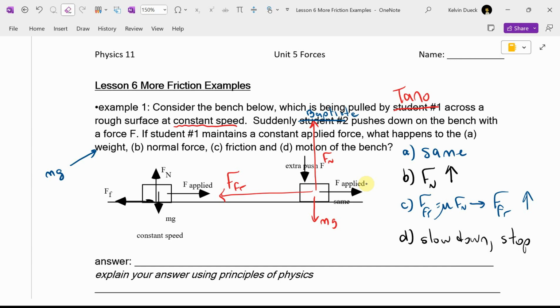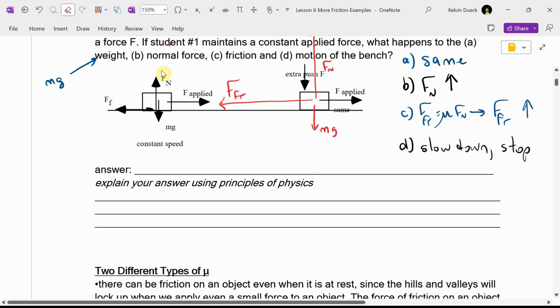Okay? Lorenzo, does that make sense? Okay, how we walk through that? It says, explain your answer using principles of physics. I think we kind of just did up there. We used Newton's first quite a bit, a little bit of Newton's third to figure out that the normal forces come in pairs, got bigger to prevent you from sinking into the ground. Okay?